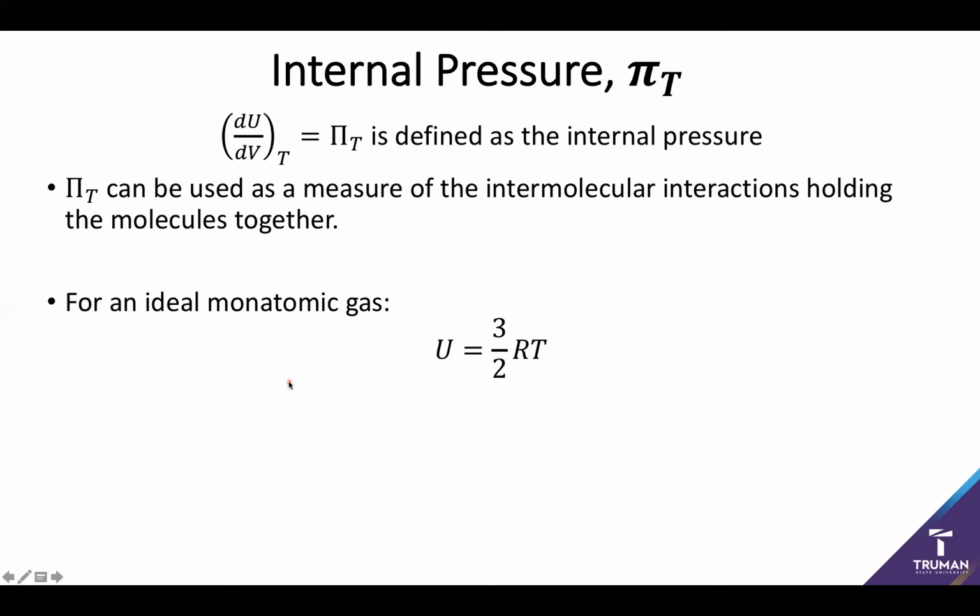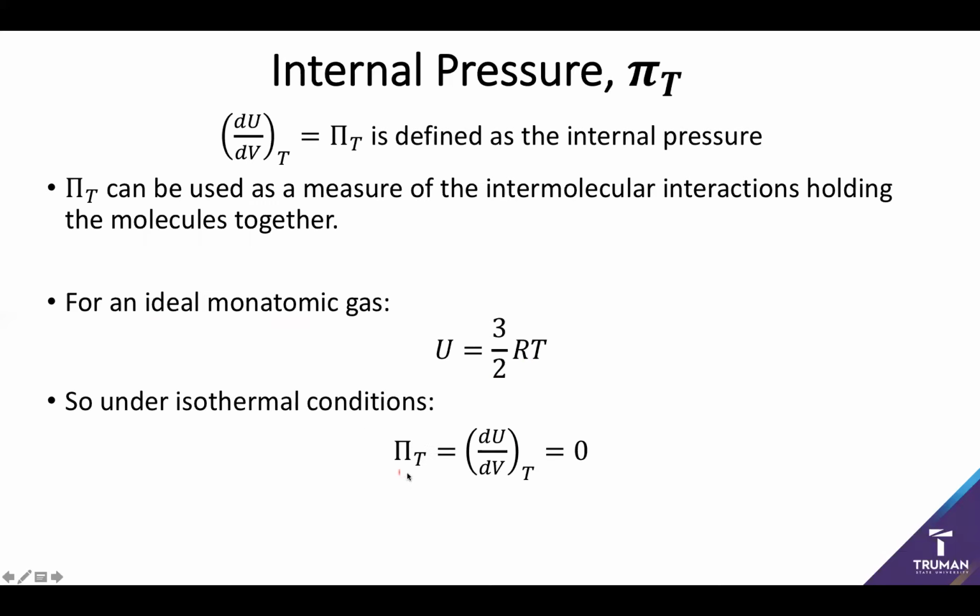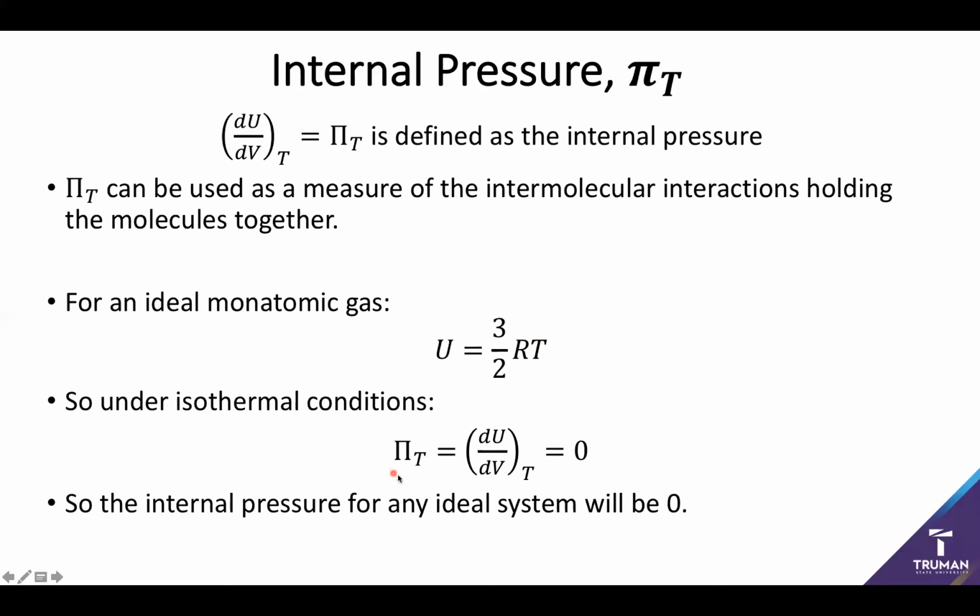So if I examine the change in energy under isothermal conditions, it turns out the only variable here is temperature. So if I keep temperature constant, then my internal energy won't change at all. So this means that for any ideal system, the internal pressure is going to be equal to 0. So this really helps illustrate why we've been able to make some of our simple descriptions for ideal gases so far, because any volume dependence is only going to be exhibited for a non-ideal system.